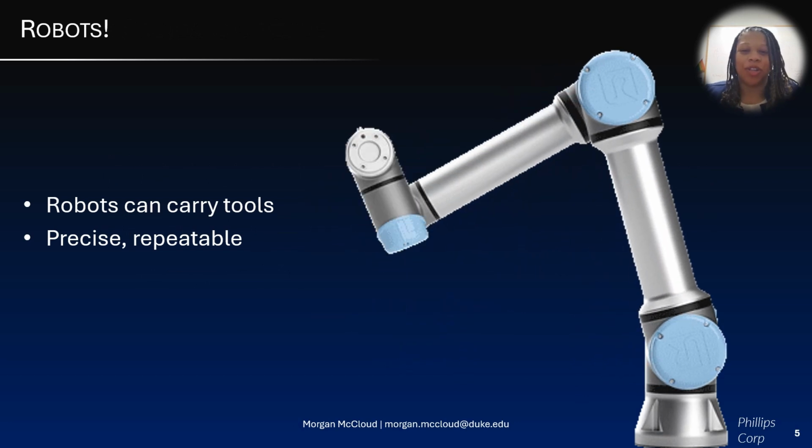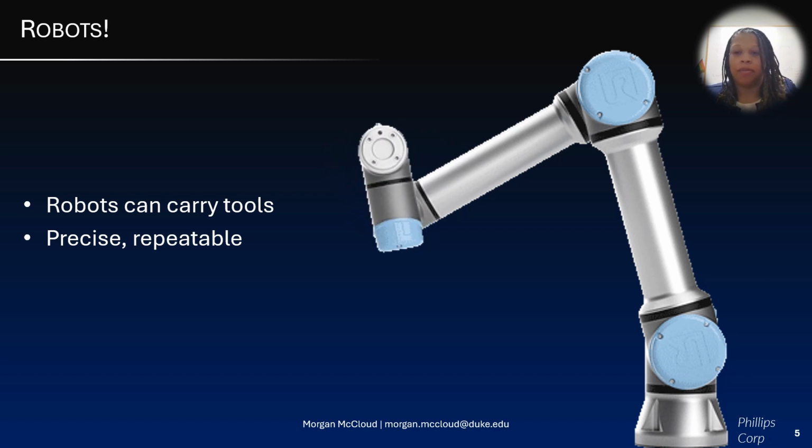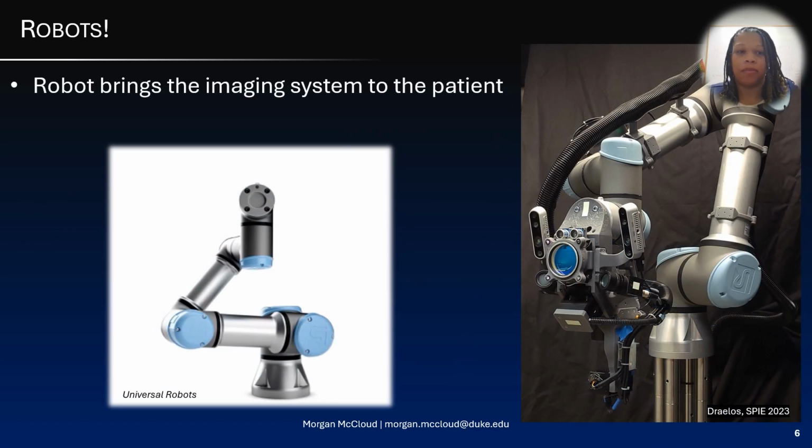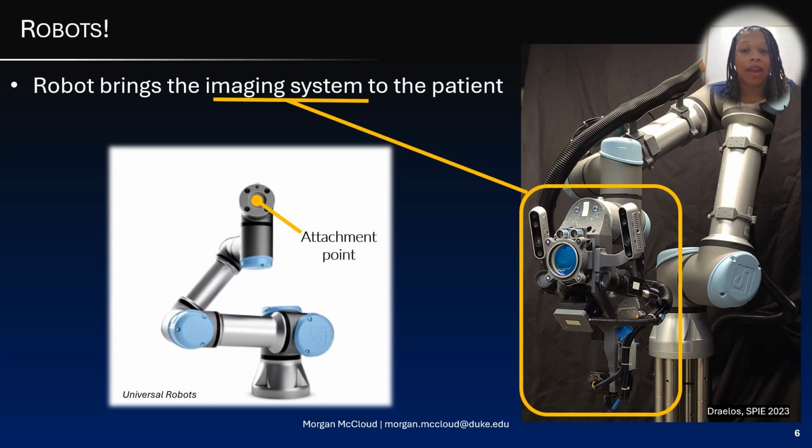Well, our solution uses robots. This is because robots can carry instruments with very, very high precision and high repeatability. We actually attach an imaging system like an OCT or a slit lamp to the end of the robot and have the robot bring the imaging system to the patient rather than bringing the patient to the imaging system.